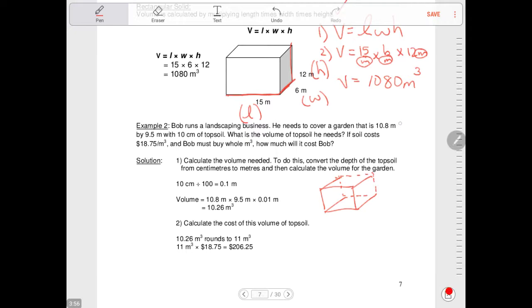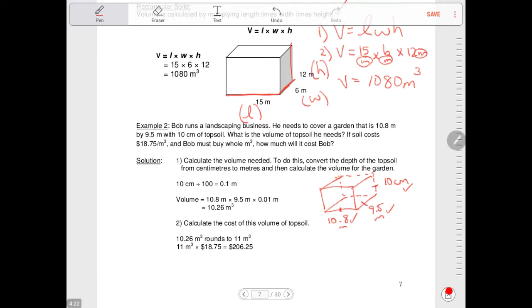So let's go 10.8 meters there. Let's go 9.5 meters there. And it's interesting because it's 10 centimeters deep. Well, you see the conflict here is meters, meters, centimeters.